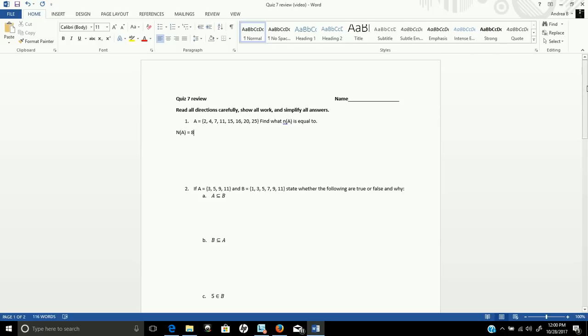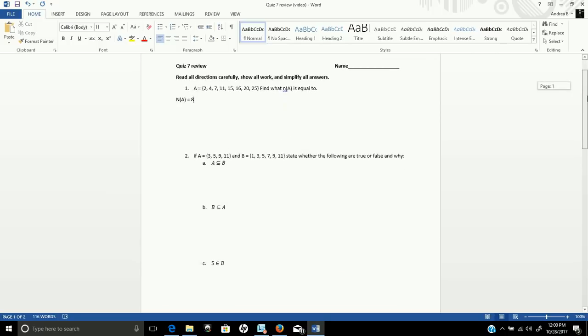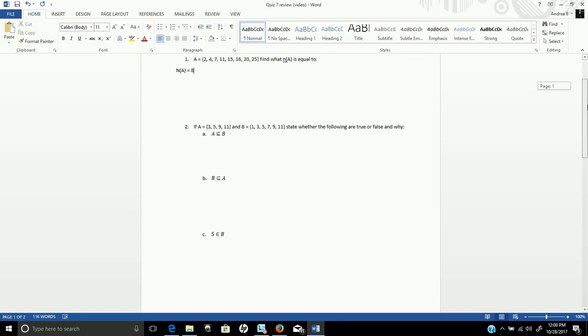And then for number 2, you have to decide whether these next ones are true or false and explain why. Make sure you are including the explanation so you don't lose points on that, and make sure that you do know the correct explanation here.